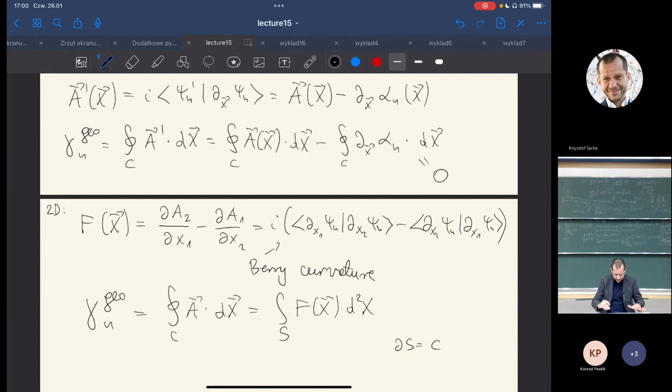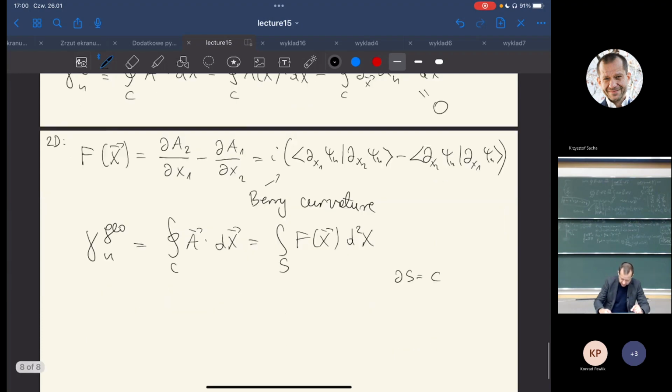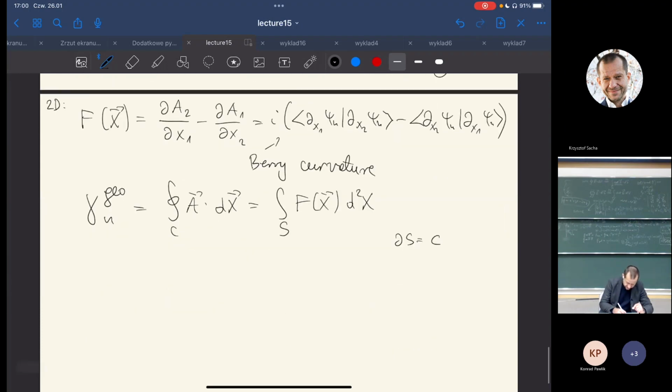Okay, so that is the first part. I just wanted to remind you of the Berry phase. But now let us consider a different system. Let us consider a two-dimensional problem with a periodic potential.